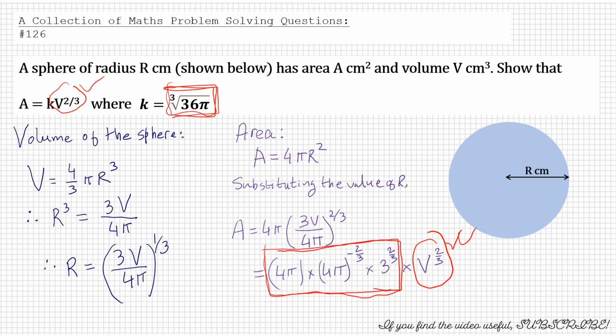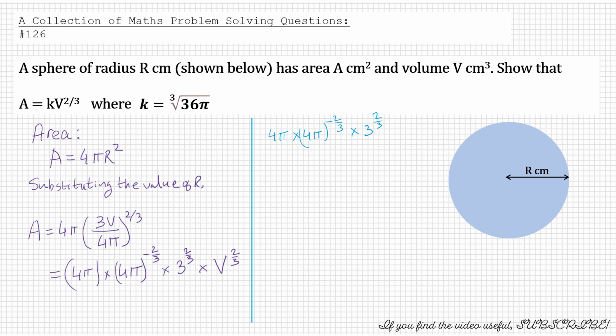So how do we do that? I did it separately so it's easier to show. It would be 4 pi times 4 pi to the 2 out of 3, times 3 to the power 2 out of 3. This is what we want to simplify, and that would give me 4 pi to the power 1 minus 2 out of 3. I'm adding the powers, and because there is a minus here, it becomes 1 minus 2 out of 3, multiplied by 3 to the power 2 out of 3. So that gives me 4 pi to the power 1 out of 3 multiplied by 3.